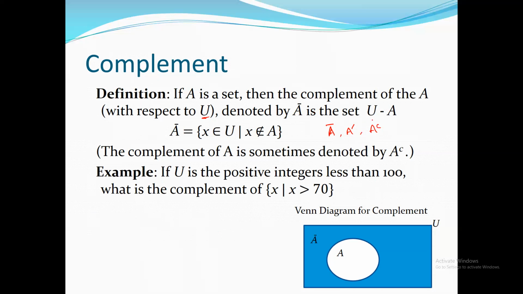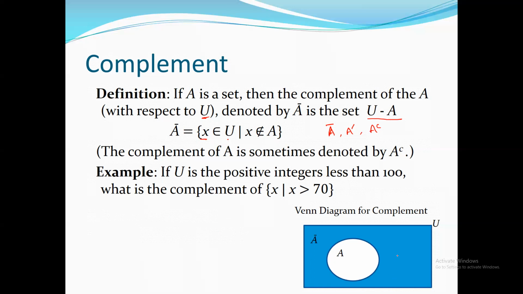So what is the definition? It is basically the universal set minus A. Let me read it again. If A is a set, then the complement of A, denoted by A bar, is the set U minus A. Let's write it mathematically: A complement is the set of X that belongs to the universal set such that X is not an element of A.